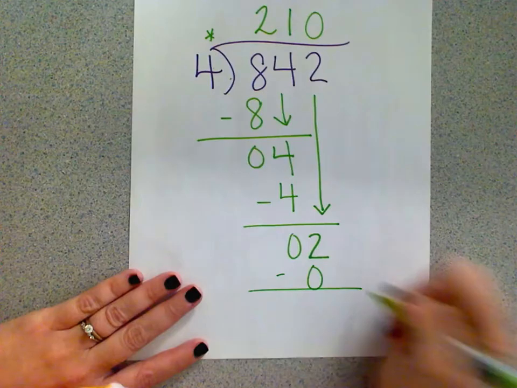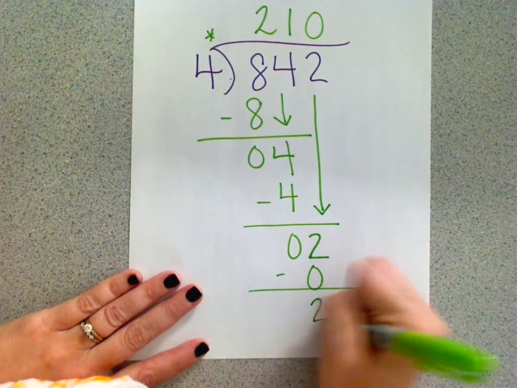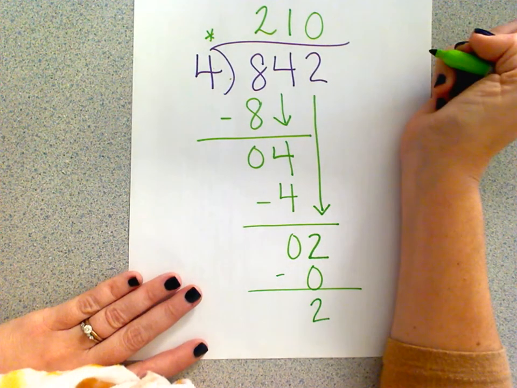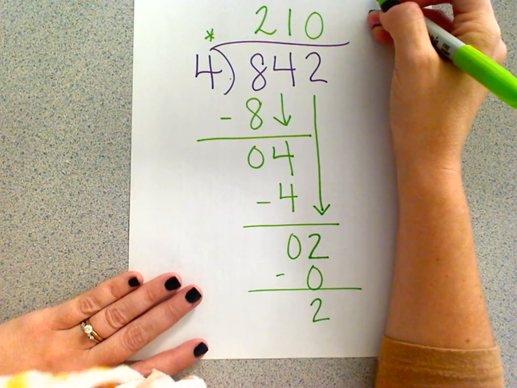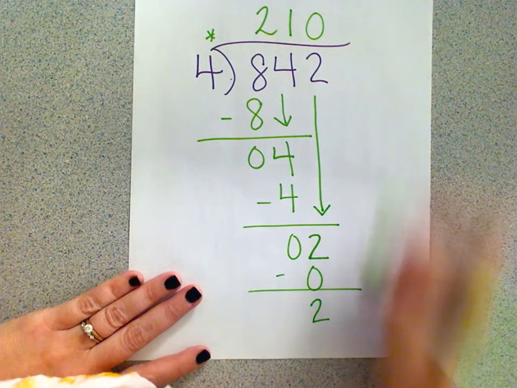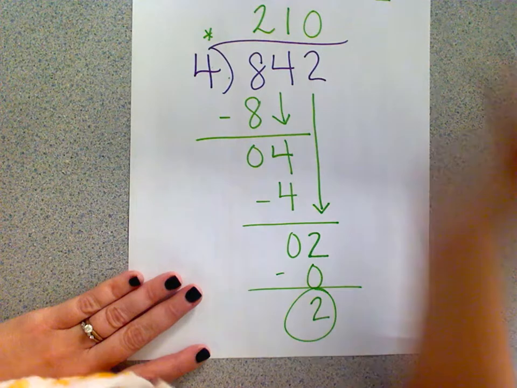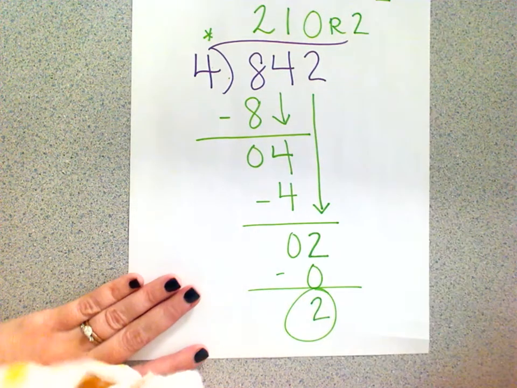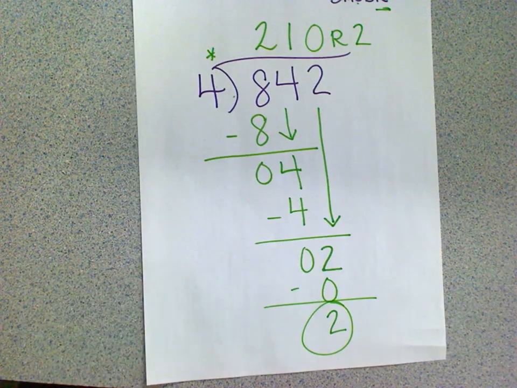Subtract. 2 minus 0 is 2. Next step is to bring down, but we have nothing to bring down, so that means we're at our remainder. 210, remainder of 2.